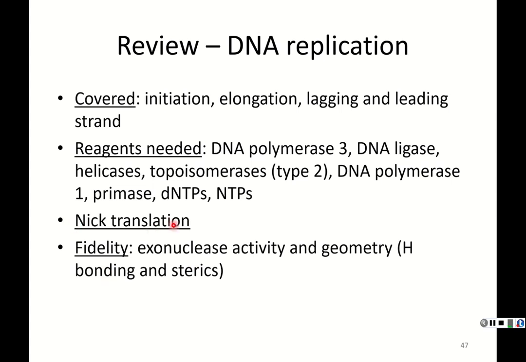We've talked about that nick translation, just the fact that a ligase will seal the nicks on the Okazaki fragments. And then we've talked about fidelity, and specifically that coming mainly, well, first from the polymerase active site, and then from the exonuclease activity that polymerase has.